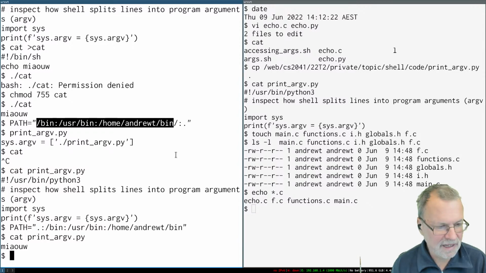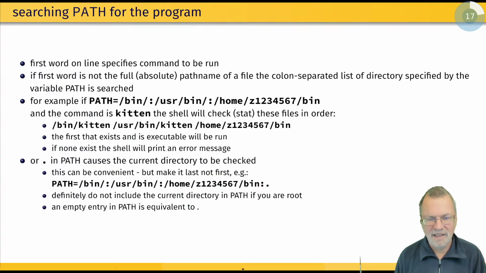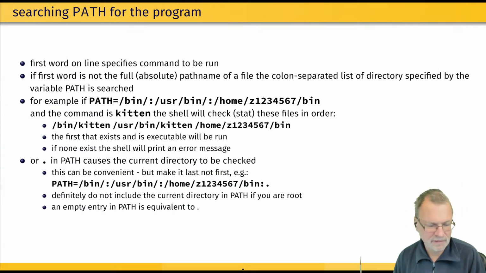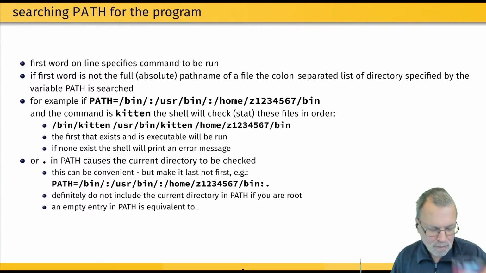Some people would recommend never putting a dot in your path, especially on a shared system where you don't know what could be in the current directory. If you're on a shared server and you're moving around to directories that other people may have control over, you have no idea what could be executed accidentally if you have dot in your path. So you have to be careful.